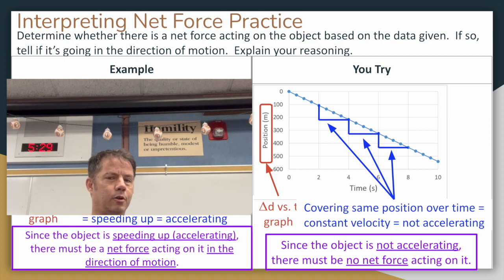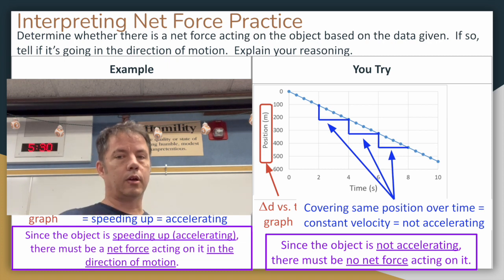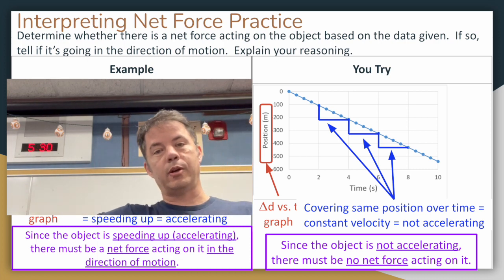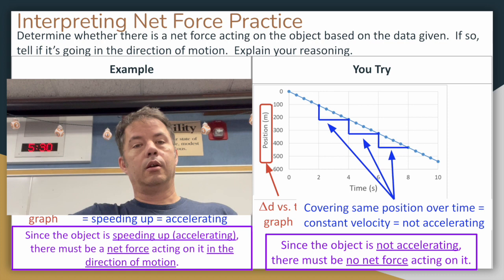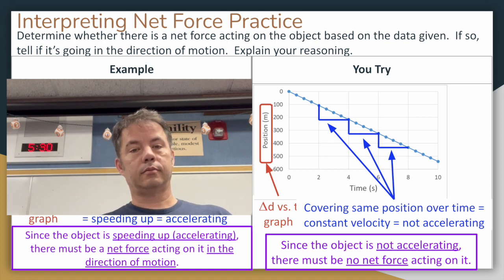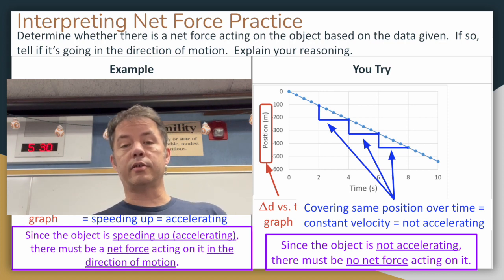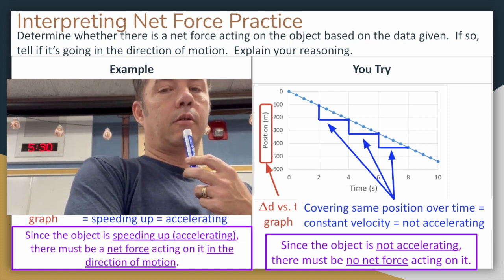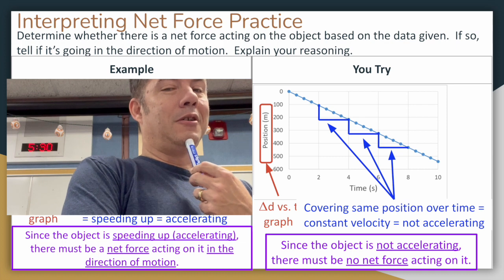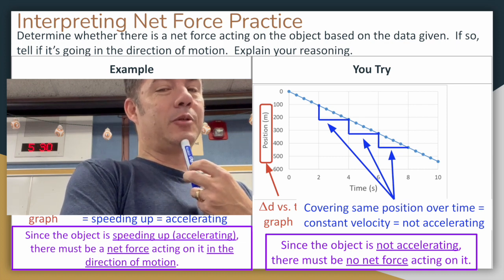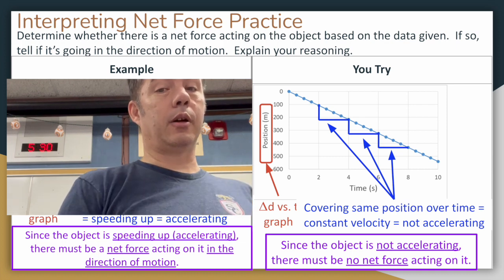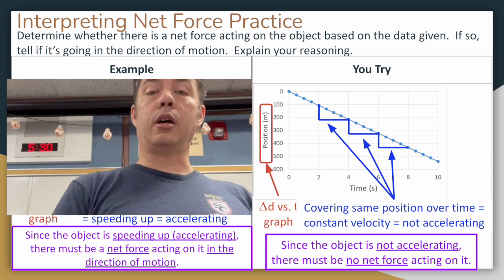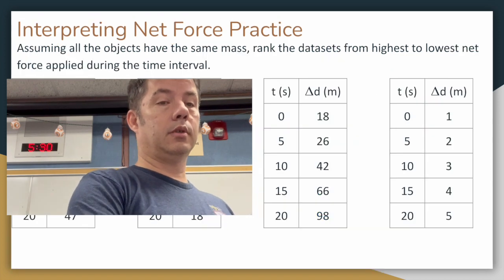Ooh, tricky, got to be careful. So this graph actually means we're moving in the negative direction, because it's sloping downward, and it's constant speed, so the net force is equal to zero, okay? Now, are there forces acting on this object? Maybe, but they're in balance with each other. They're canceling each other out, so it's not going to speed up, it's not going to slow down, okay?